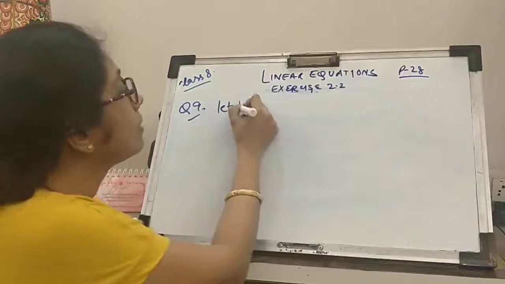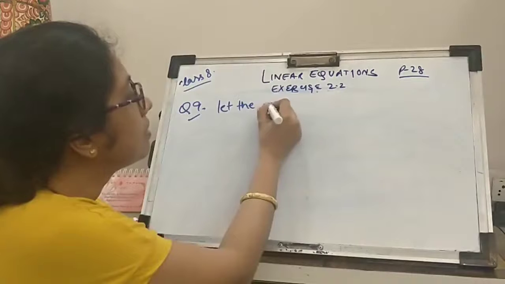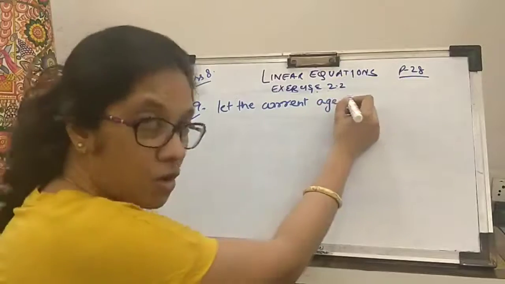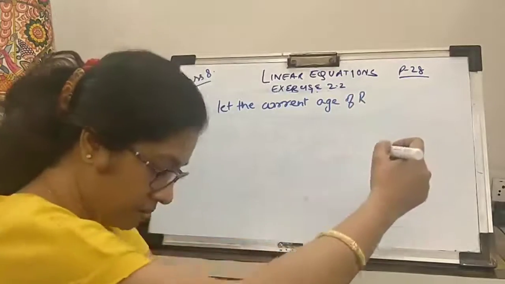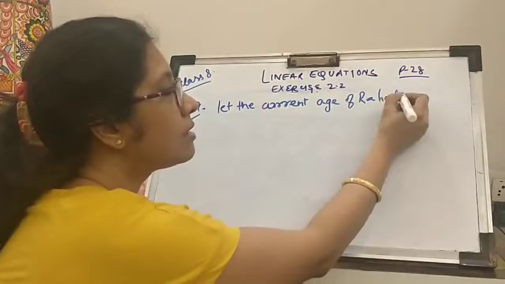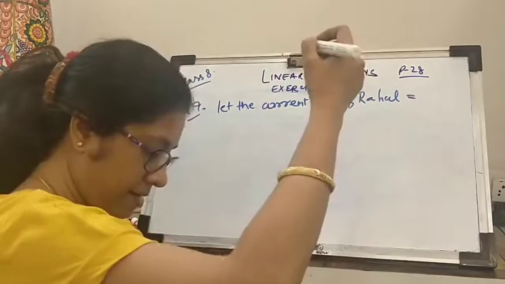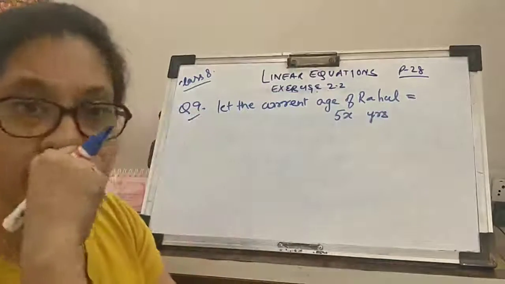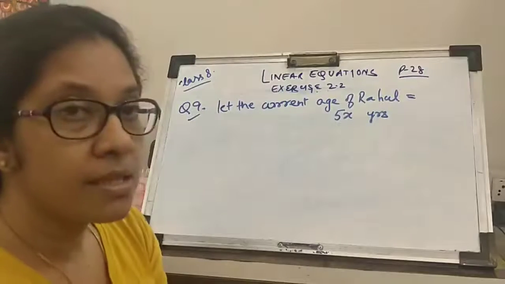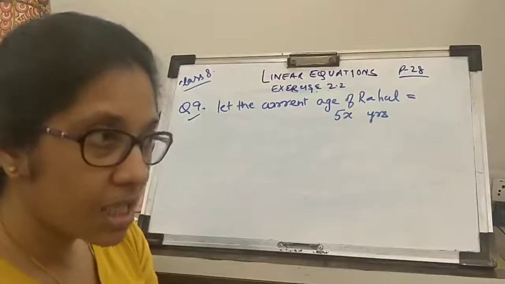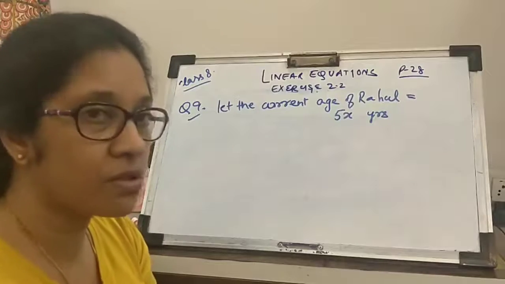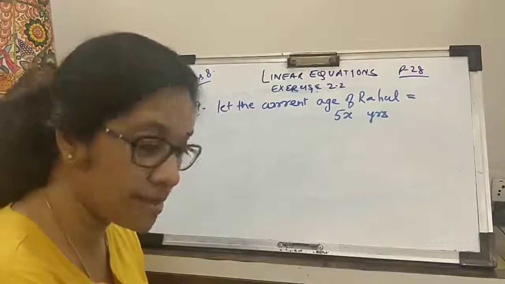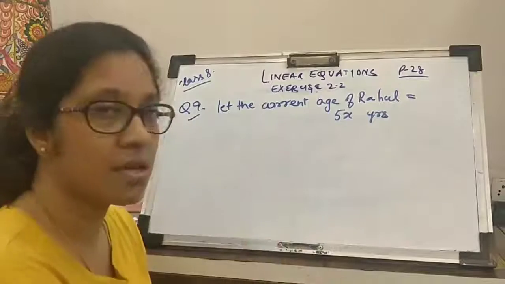Let the current age of Rahul be 5x years. Why 5x? Why not x? Because the ratio of their ages is already given. If no ratio had been given, then we would have to see whatever relationship was there in the question. In this particular case, since the ratio is given, that's how we take it.